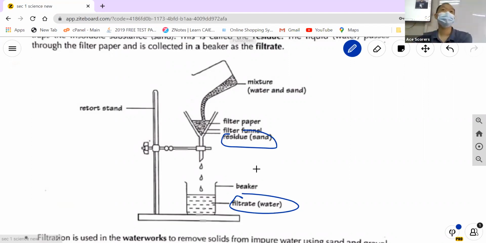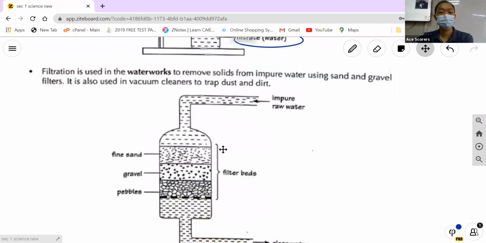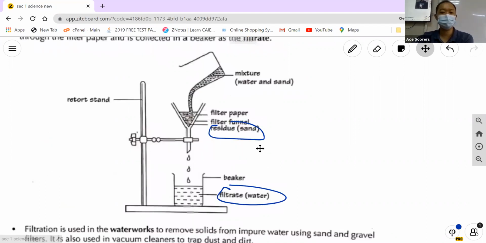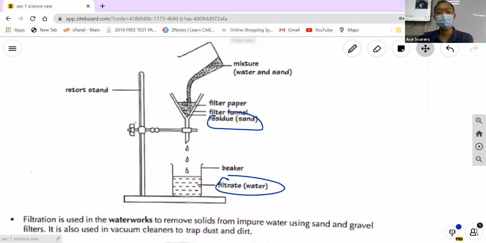Simple. Where's the residue? Stuck in the filter funnel. Where's the filtrate? It's the one that passes through. Alright, what is filtration used to separate? A mixture of a liquid and insoluble solid. Yeah, that's right.